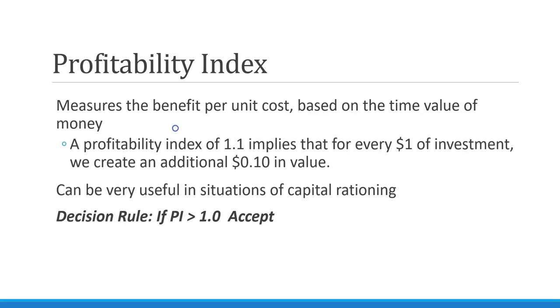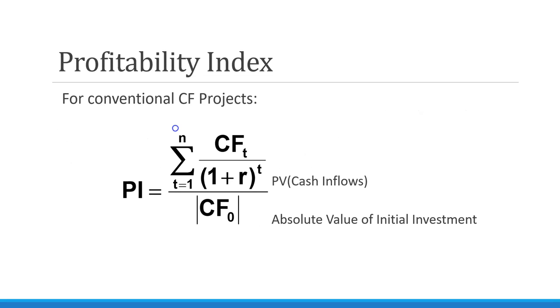Now, we can also pair this with our other decision rule of net present value, because if the profitability index is greater than 1, the net present value is positive. If it's less than 1, the net present value is negative. For conventional cash flow projects, we have the present value of cash inflows divided by the absolute value of the initial investment.